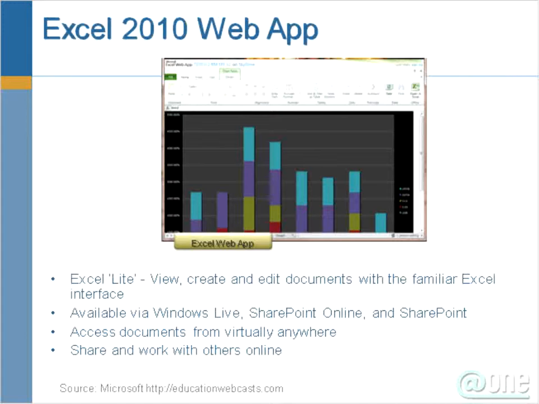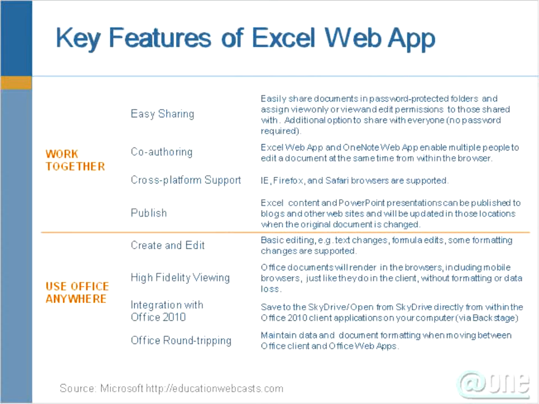Now how do you get to the web app? Well, it's through Microsoft Live. It's real simple. You just create a Live account. I have one. I use my MSJC email. You can either get a new email or have it tied to an email that already exists. So here are the key features. You can share it. You can co-author. It's usable in multiple browsers.